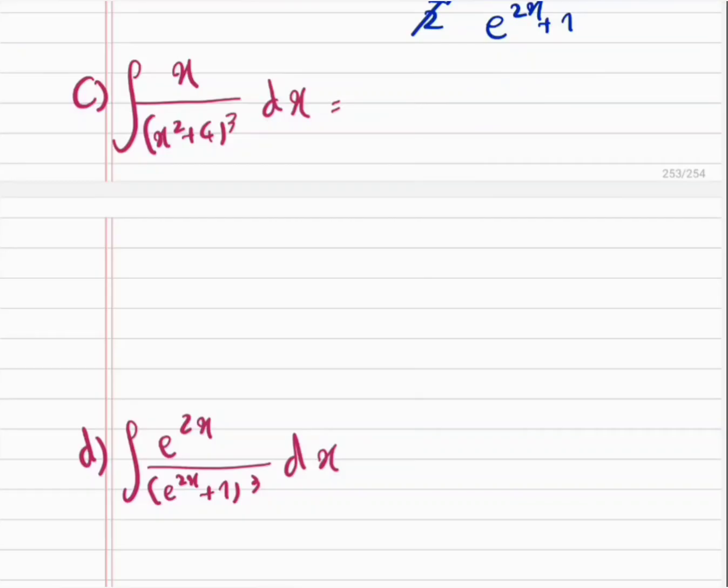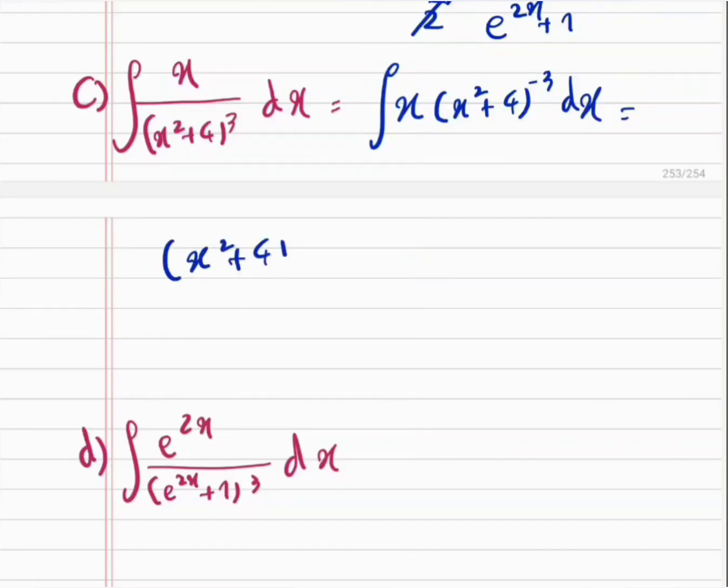The second case is when we look at the bracket. First let's rewrite the integral in the form x times x squared plus 4 to the power of minus 3 dx. Now we take this bracket and add 1 to the power, so we'll get x squared plus 4 to the power of minus 2. Now this is our educated guess.